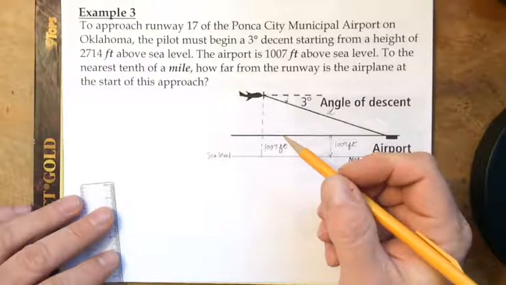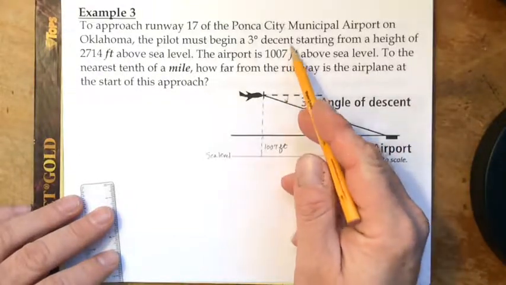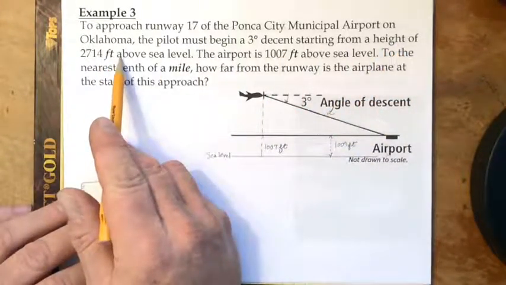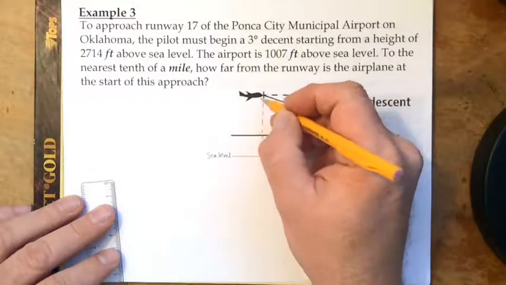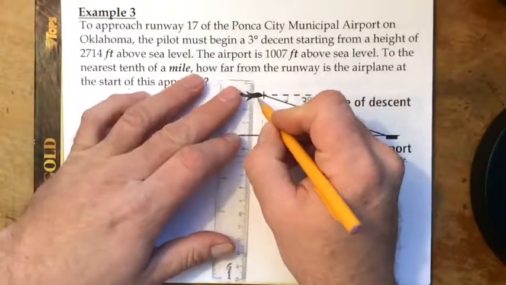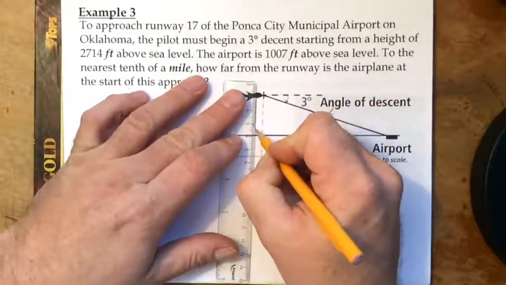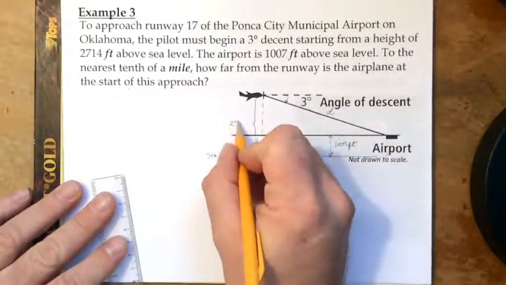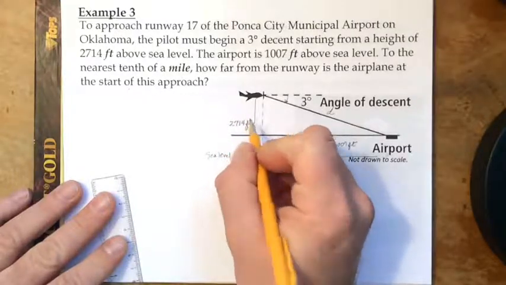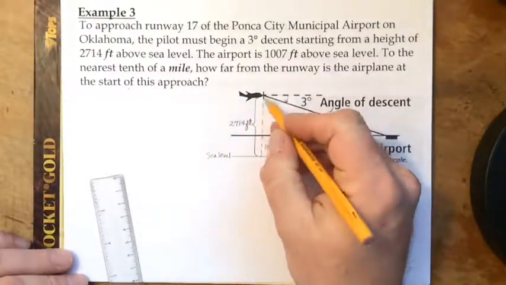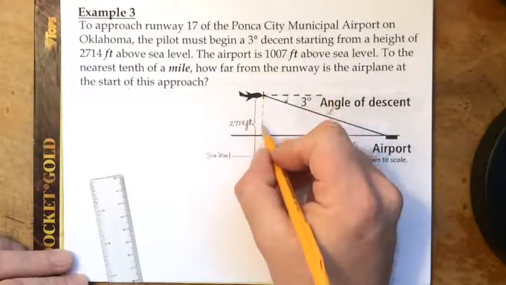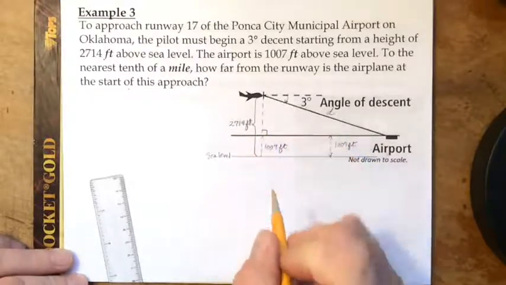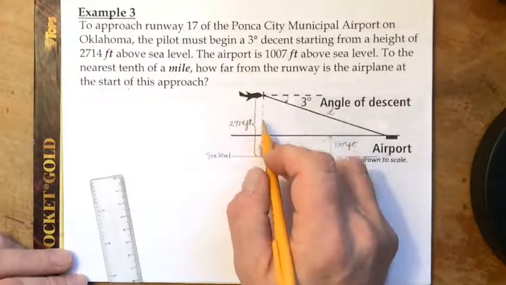It also mentioned that when they make the descent, they're at a height of 2,714 feet above sea level. So the airplane here, this whole distance from the airplane all the way down to sea level, is 2,714 feet. Already you can see a triangle forming. The altitude of the airplane, we assume, is perpendicular to the ground. We always do that. So here we have a right triangle.